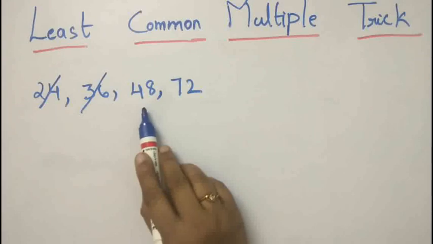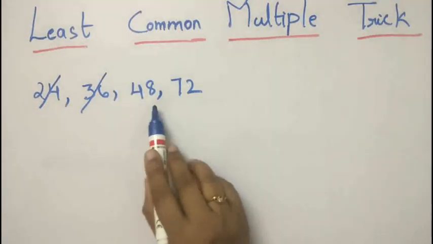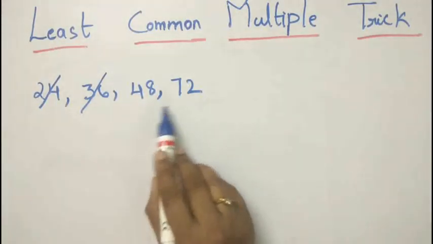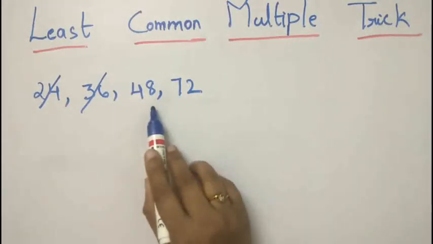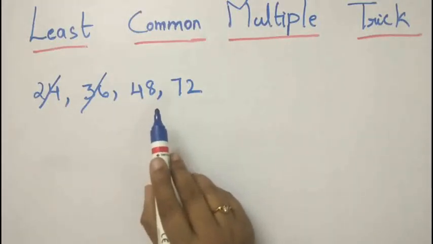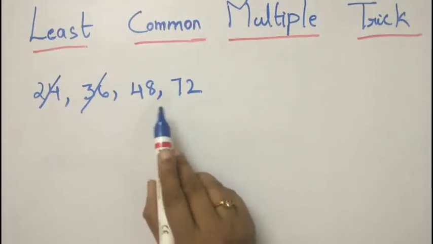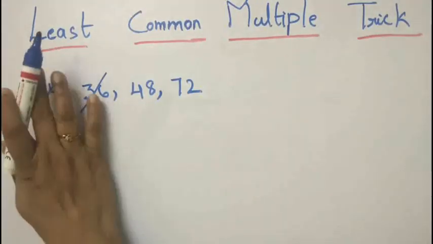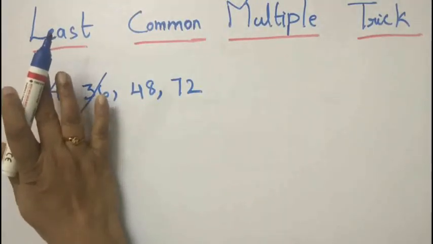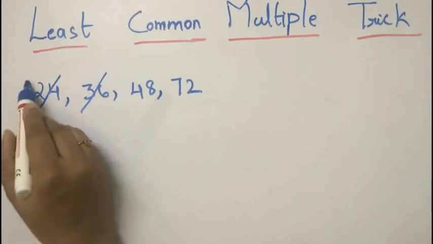Next, check with the third number, that is 48, whether this is a factor of 72 or not. It is not a factor. So proceed with the normal method of LCM for these two numbers and forget about these two numbers which we struck off now.